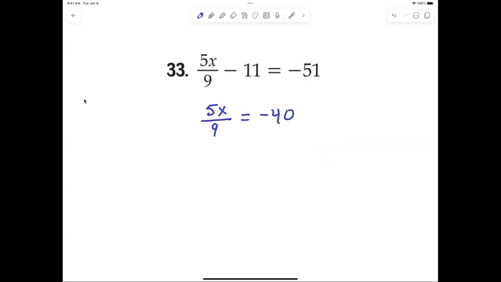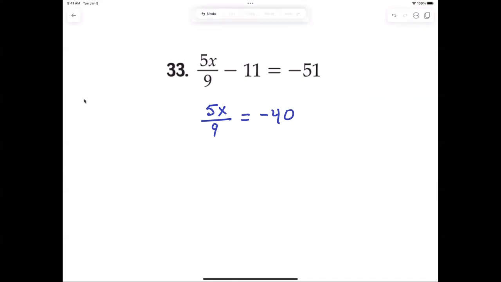Now, we haven't seen this one, but how do we undo a fraction? Who remembers from last year? Do you remember, Evan? How do I get rid of the fraction? Yes, we're going to multiply, but we multiply by the reciprocal. We're not flipping. We multiply by the reciprocal. All right, so what is the reciprocal?